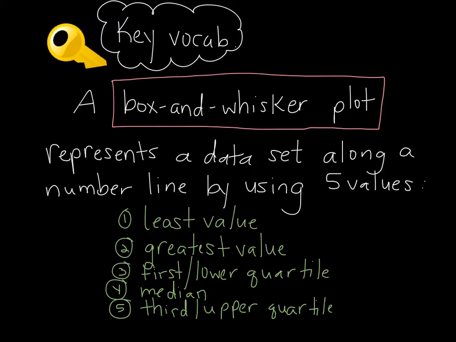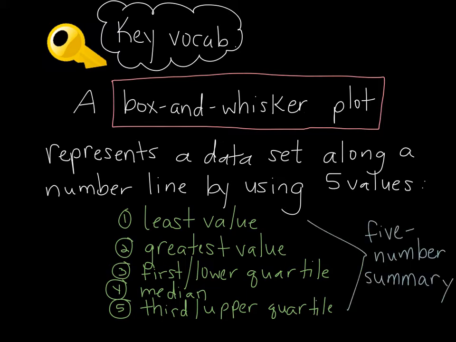And the 5 values that we're going to need in order to be able to make that box and whisker plot are the least value, the greatest value, and then the 3 quartiles basically. So remember, the first or lower quartile, the median, and then the third or the upper quartile are the values that we'll need, and then we'll connect them all to create that box and whisker plot. And just so that you know, in case anybody ever uses this phrase, 5-number summary, that's what they're referring to, these 5 values that we just talked about. So if someone says, what is your 5-number summary, they're asking you for these 5 values to be able to create that box and whisker plot.